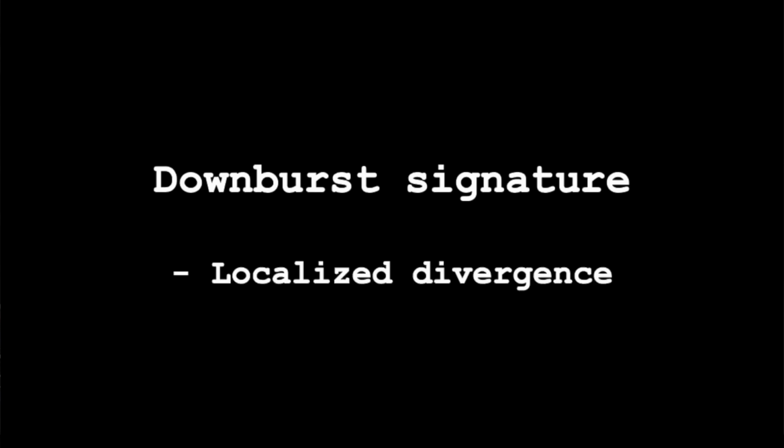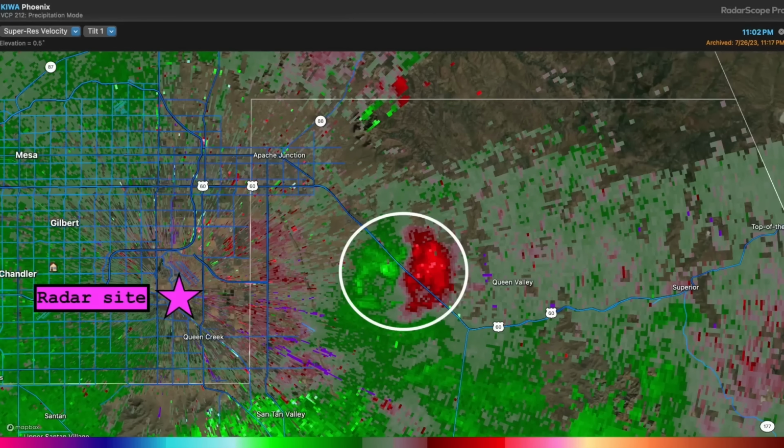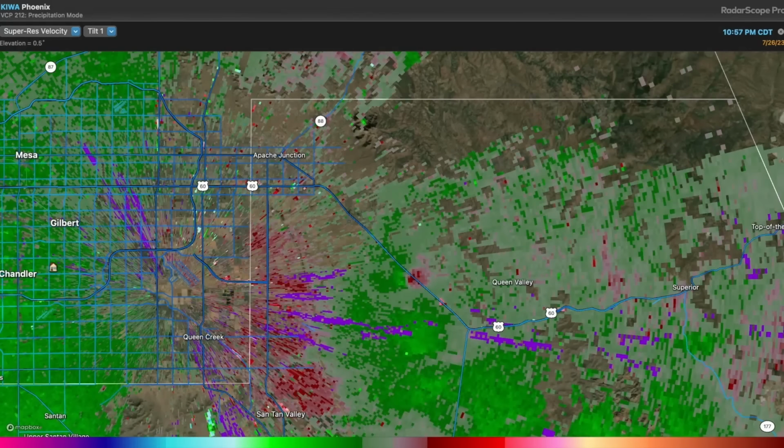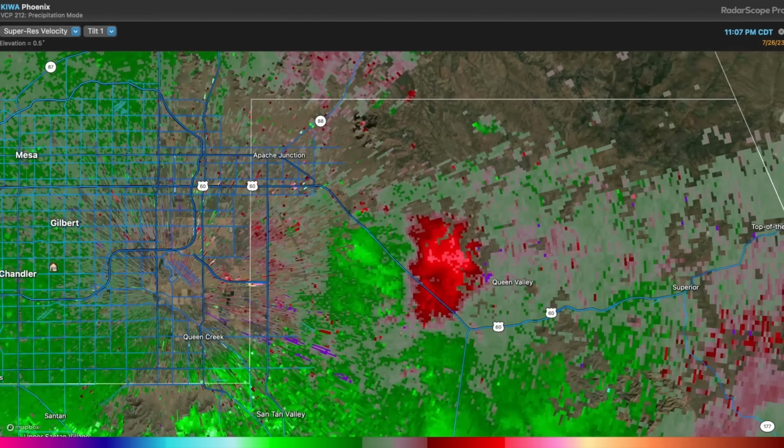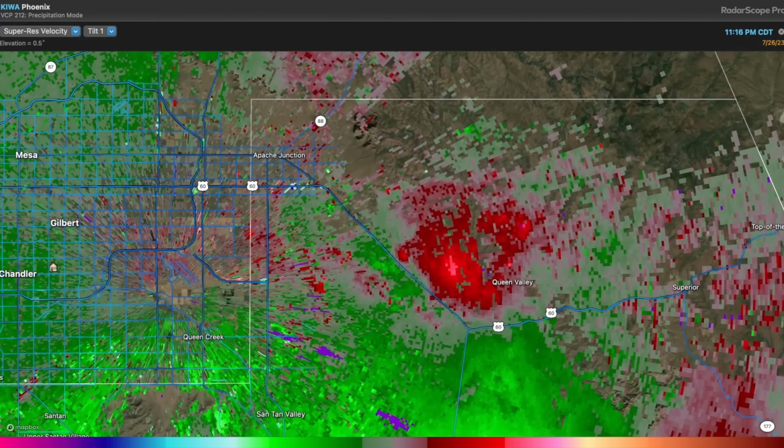The first of these is a downburst signature. As the strong winds within a downburst reach the surface, they spread out both toward and away from the radar. Therefore, downbursts are accompanied by localized divergence signatures in velocity data, within which an area of enhanced outbound velocities lies adjacent to and on the far side relative to the radar of an area of enhanced inbound velocities. The areas of enhanced inbounds and outbounds tend to spread apart from one another and weaken with time.